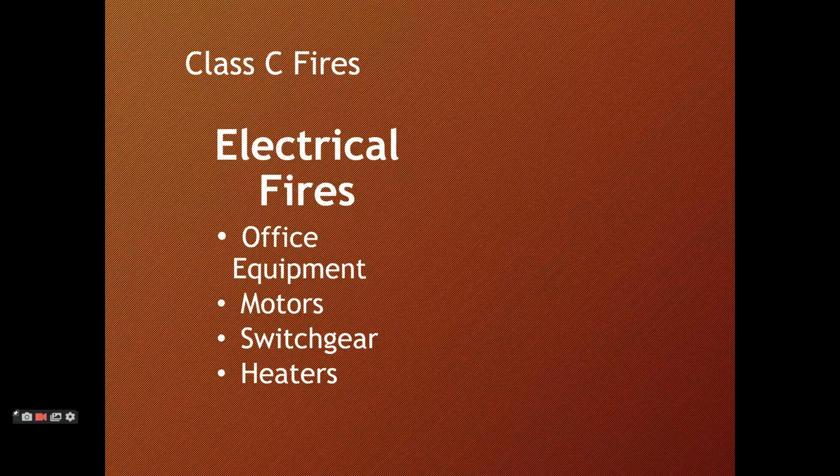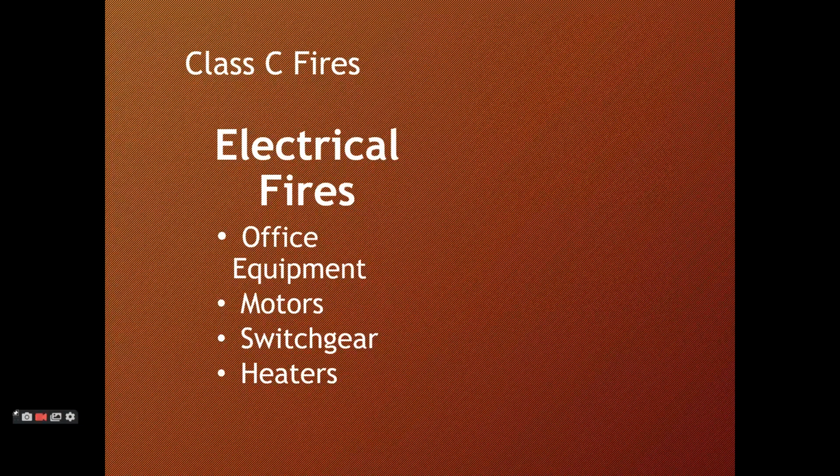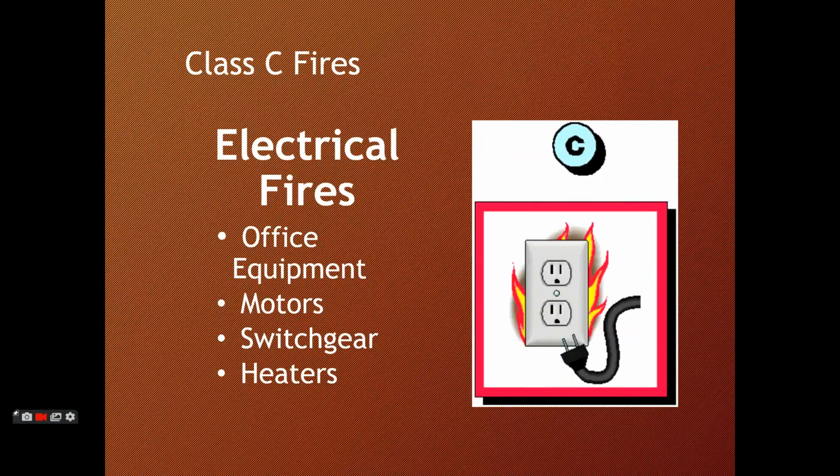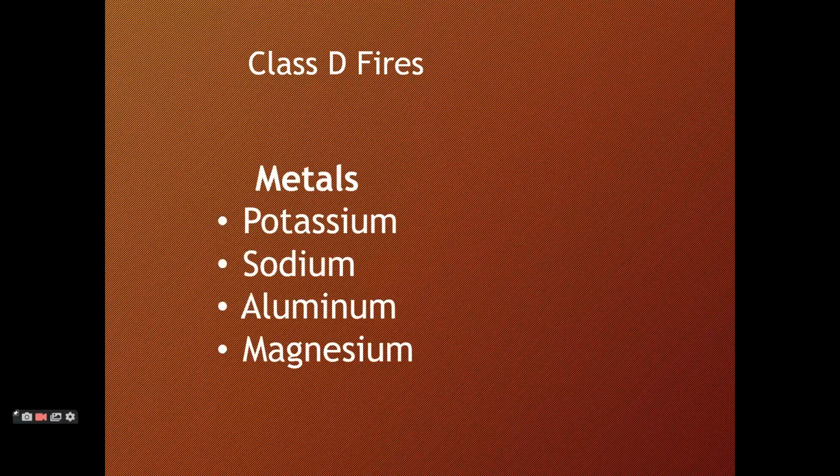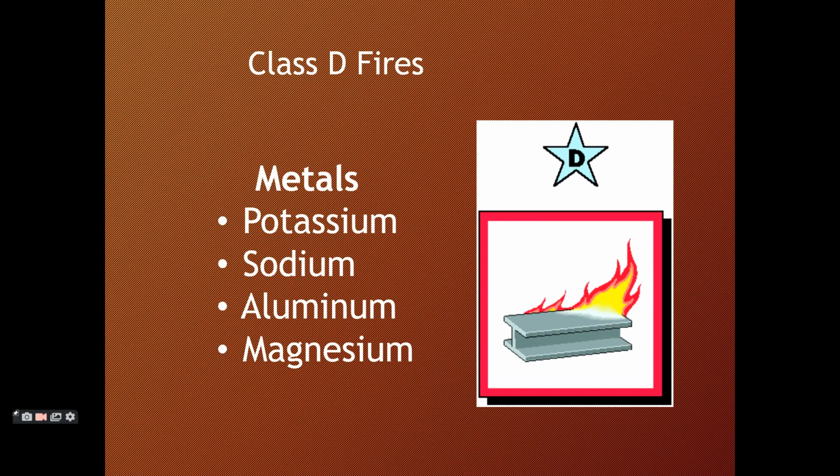After that, we have the class C fire. It is electrical fires: office equipment, motors, switchgear, heaters, anything which is running by electricity will come under class C fires. After that, we have the class D fires. All the metals which will burn come under class D fires, like potassium, sodium, aluminum, magnesium. All of these metals come under class D fires.